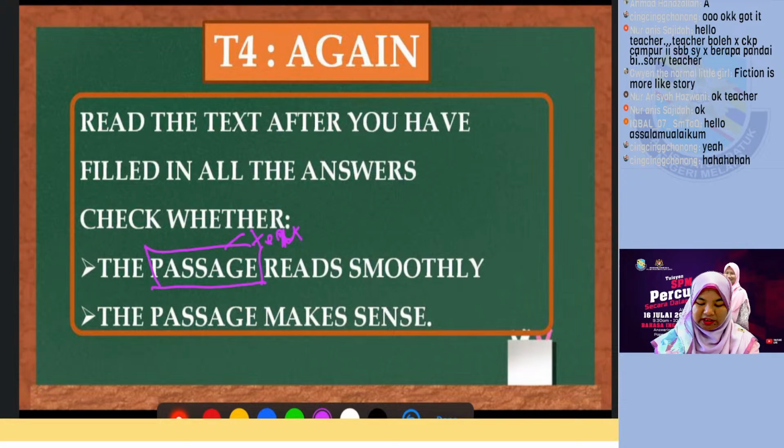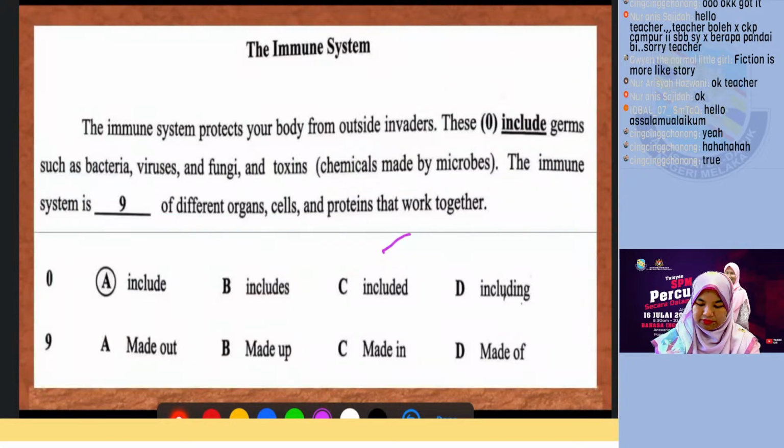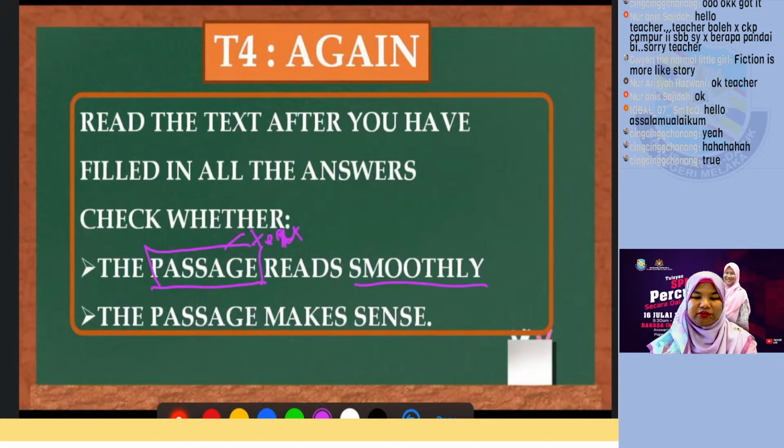Smoothly, what is the meaning of smoothly? You can read it clearly and the message is conveyed clearly, and the passage makes sense. The text makes sense means that it is relevant. Relevant means it is acceptable, the thing that you can accept.